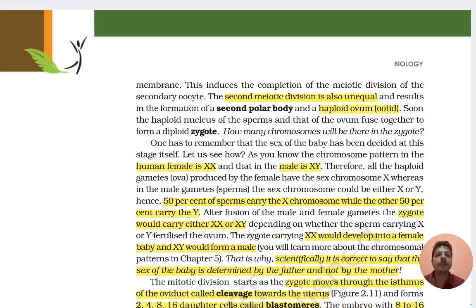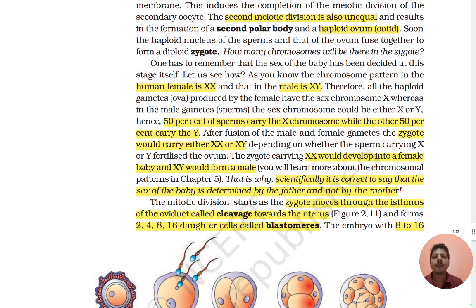And how many chromosomes will be there in the zygote? Obviously 46 chromosomes are there because it is a diploid one. And here the sex determination, as you can say, we are already familiar with in class 10: the human female has double X chromosome while the male has one X and one Y chromosome. Therefore, all the haploid gametes or ova produced by the female have sex chromosome X, whereas the male gametes, sperm, could be either X or Y. Hence, 50% of sperm carry X chromosomes while the other 50% carry Y chromosome.